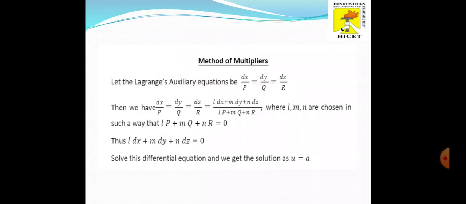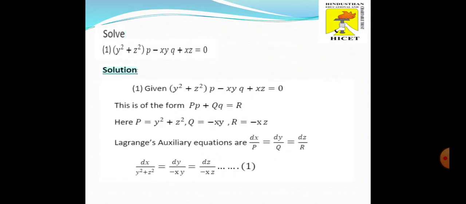that is L dx plus M dy plus N dz by LP plus MQ plus NR. As LP plus MQ plus NR is 0, L dx plus M dy plus N dz is equal to 0. Solving this equation, we get the solution. Now let us see this with an example problem.